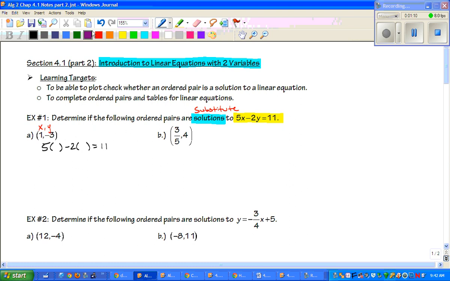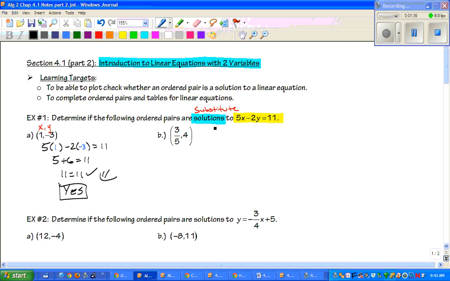So x is 1 and y is -3. 5 times 1 is 5. -2 times -3 is +6. And does that equal 11? It sure does. So the answer is yes. And we are happy. Okay?